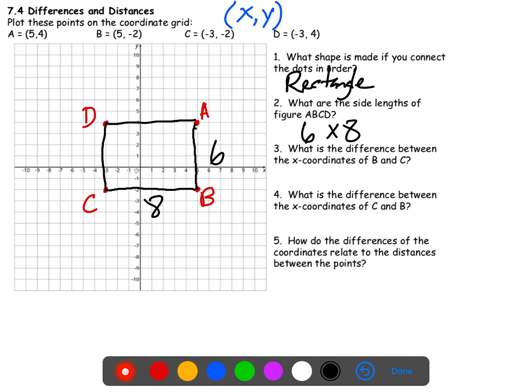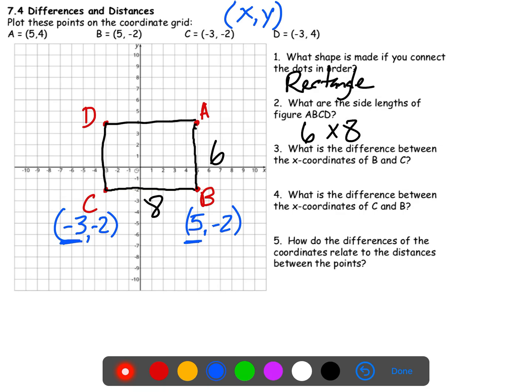Question 3 wants to know what's the difference between the x-coordinates of B and C. So let's write those, let's use a different color here. B was 5, negative 2 as that ordered pair. C was negative 3, negative 2. And when it says what's the difference between the x-coordinates, those are the first value in our ordered pair there.